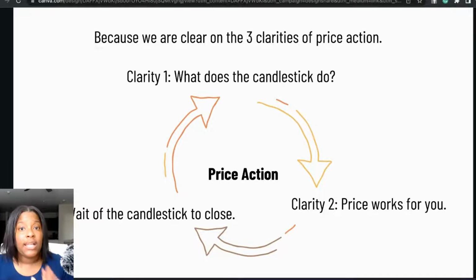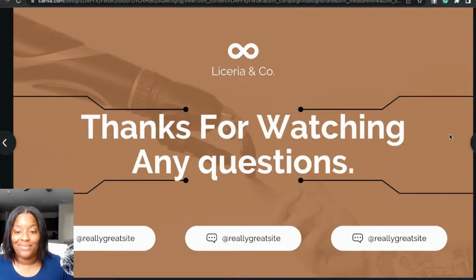So let's be clear on these 3 price action rules for the clarity statements, okay? You need to understand, what does the candlestick do? All right, the candlestick works for us, and I want y'all to remember that as well. And always wait for it to close. All right, so this is the end of it.